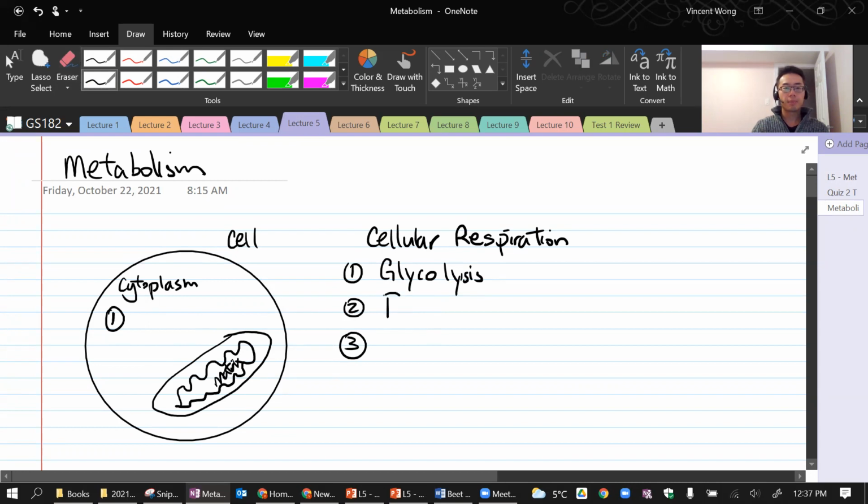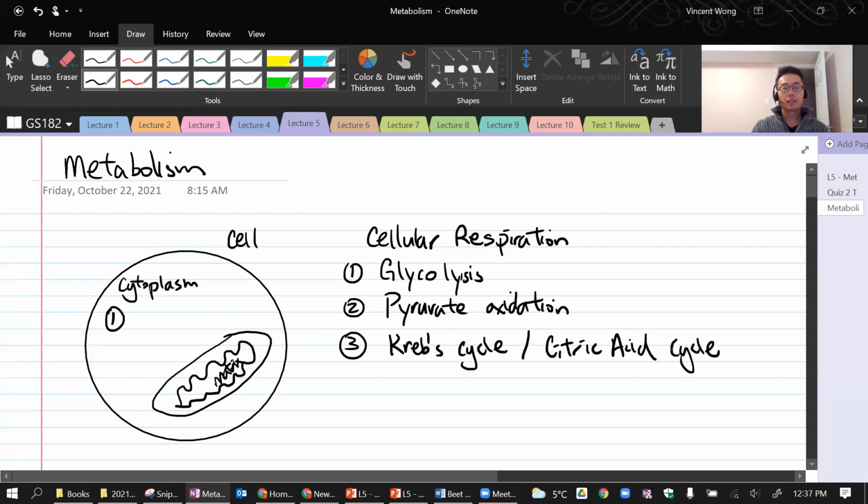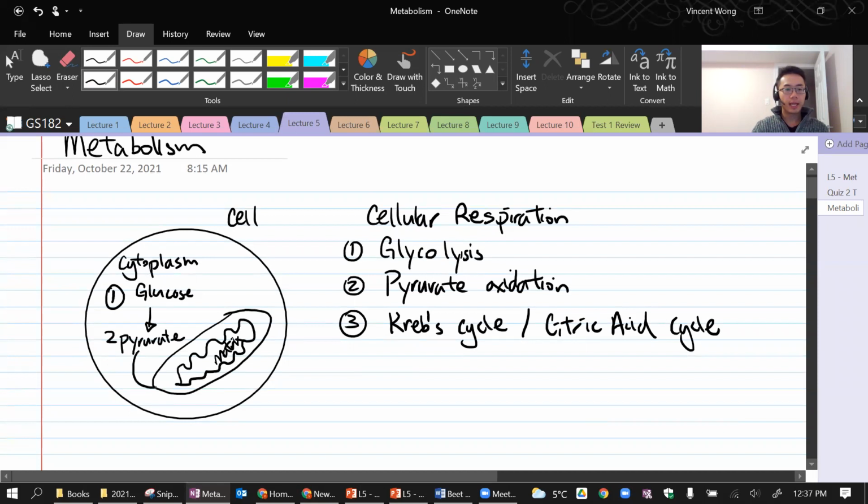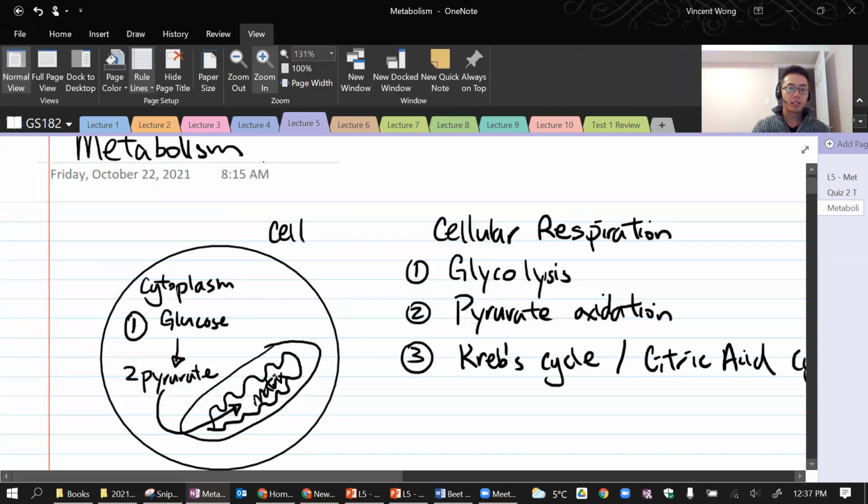Second step is the pyruvate oxidation, followed by Krebs cycle, also known as the citric acid cycle. Okay, so step 1, we're gonna take our glucose and we're gonna split it into 2 pyruvate. The pyruvate will then enter into the matrix where number 2 and 3 will take place.